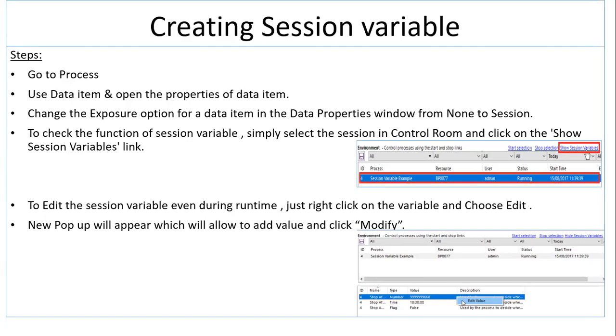So you can modify the session variable value from control room as well, which means the value which you define in your process is not going to be a static value. It is easy to modify when the process is running. You can even modify it in between the run wherever it is required. We are going to see this modification part and how to view the session variable in control room in the next session.